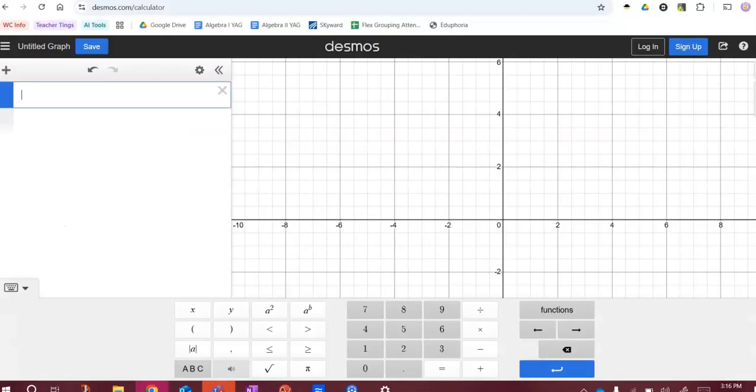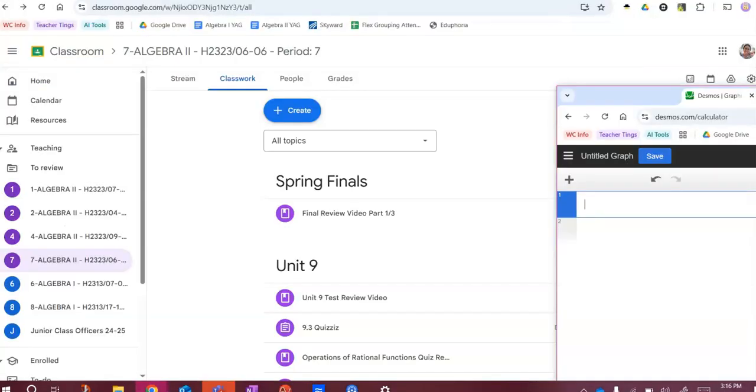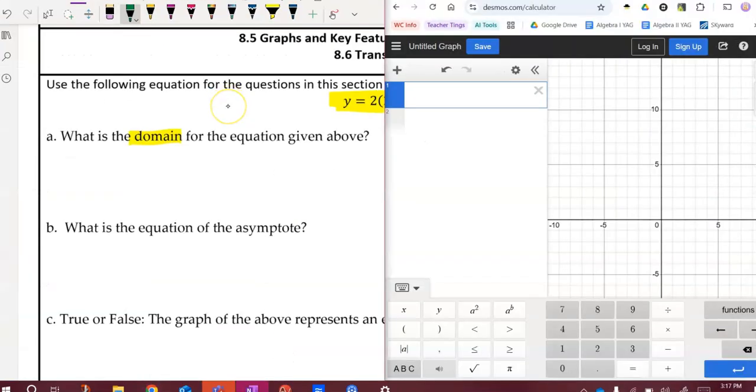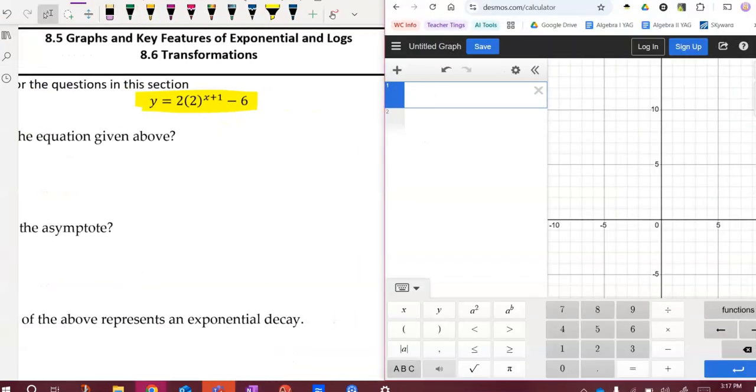The easiest way would be to just put it in Desmos and look at the graph. So here's our equation. So we're going to say 2 times 2 to the x plus 1. X, oh, that's multiplication. Okay, x plus 1. Oops. There you go. Here's our graph.